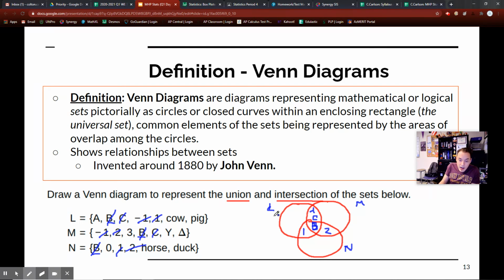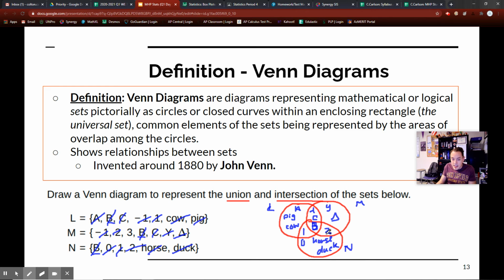All right. Now what we're left with is basically everything that just belongs strictly to L, strictly to M, and strictly to N. So L, what's belonging to just L? A, cow, and pig. So I'm going to write A, and then pig, and then cow. What belongs strictly to M? Just Y and triangle. So Y and then triangle here. And then what about N? 0, horse, duck. So 0, horse, and then duck. That only belongs to N. And there you have it.